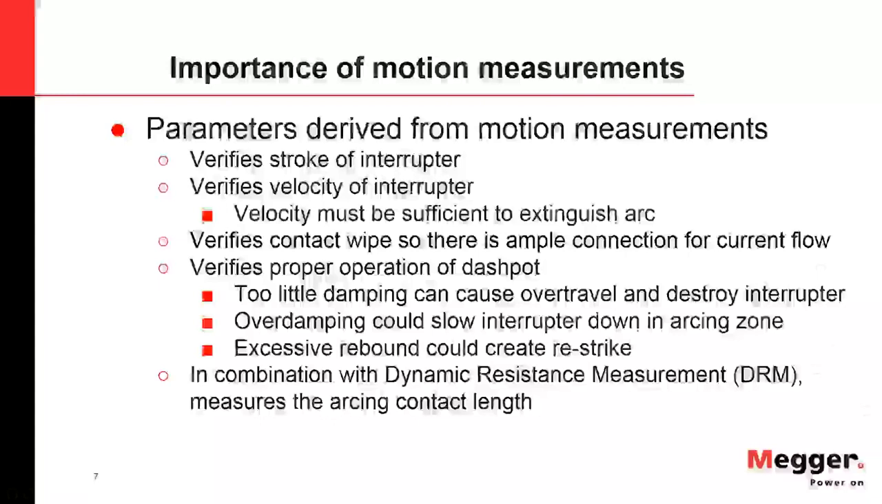What kind of parameters are derived from motion measurements? For one thing, you're going to verify the stroke of the interrupter. And from that, you can also get the velocity of the interrupter. Velocity is important because it needs to be sufficient to extinguish that arc.